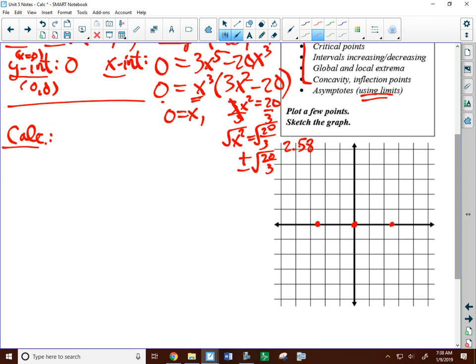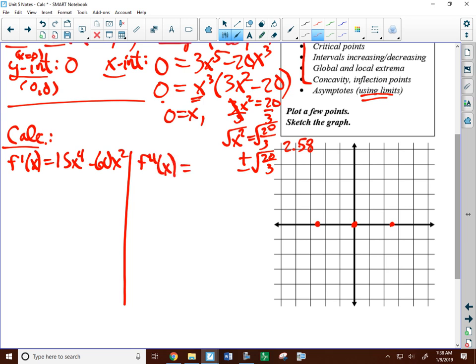So I'm going to need the first derivative and second derivative. First derivative: 15x to the 4th minus 60x squared. I'm going to kind of do a side by side again. So the second derivative I'm going to do right here. 4 times 15 is 60x cubed. And then minus 120x.